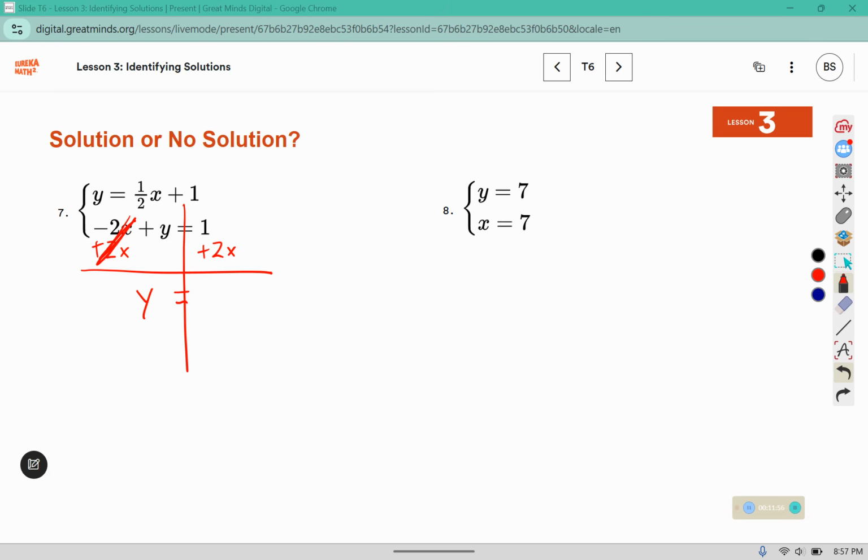2x and 1 are not like terms. One of them is a variable and the other is a number, so we're going to write them next to each other rather than trying to combine them. Now if we look at the slopes, they do not have the same slopes, which means they are going to intersect eventually, so it does have a solution.